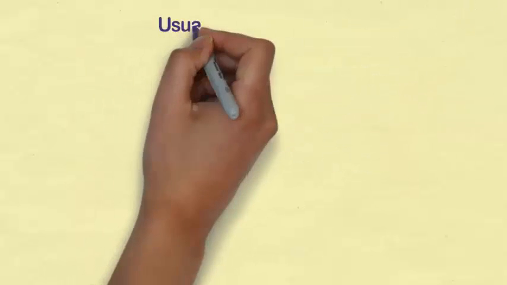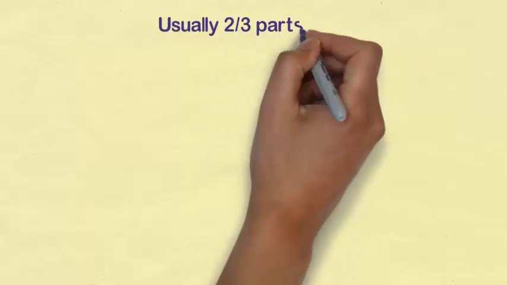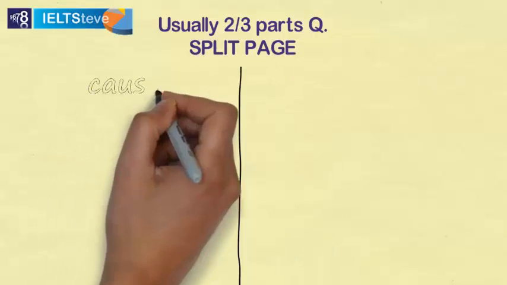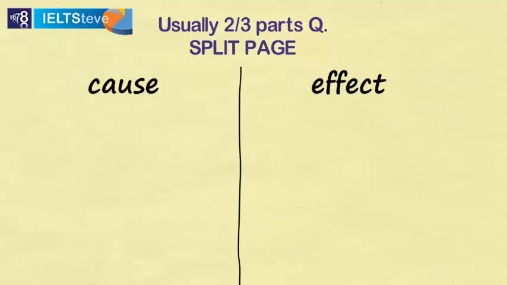So the very first thing to do is to split your note page in 2. For example, if it's a cause-effect essay, you would write like that. It's good to split it like that. Or a cause solution. See the different options coming up. An advantage, disadvantage. We'll discuss both points of view there.